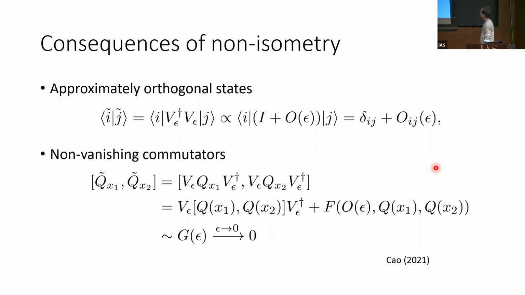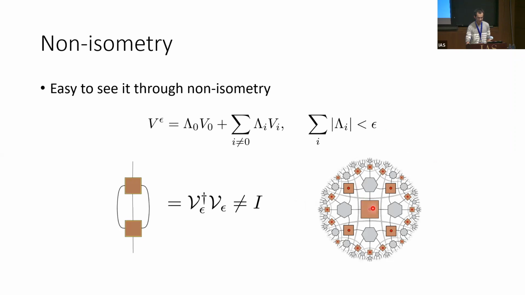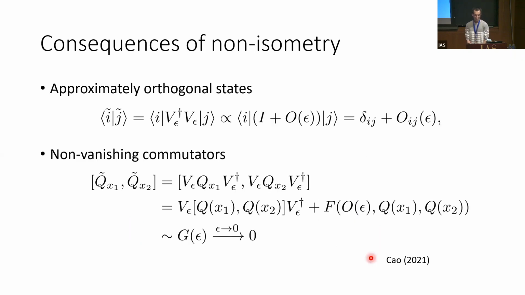Equivalently, that means if you were to insert, say, a logical operator somewhere here, and then another logical operator somewhere down here, and compute the commutator, you will find that the commutator is actually not zero, but it has a small contribution depending on epsilon, which goes to zero in the limit epsilon goes to zero.